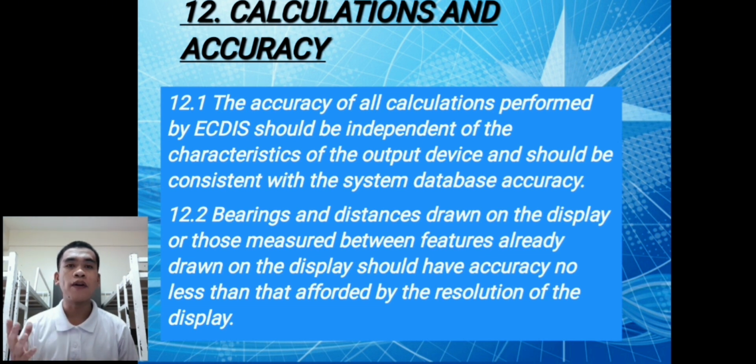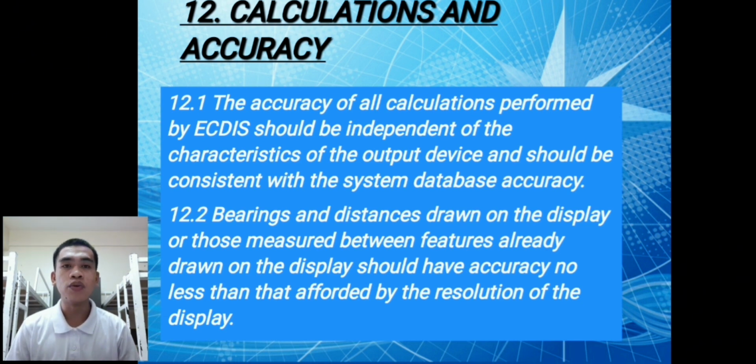So 12.1, the accuracy of all calculations performed by ECDIS should be independent of the characteristics of the output device and should be consistent with the system database accuracy. So this means that all the calculations by the ECDIS must have an independent output from the system database accuracy.